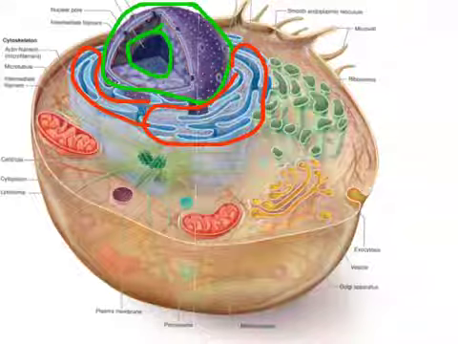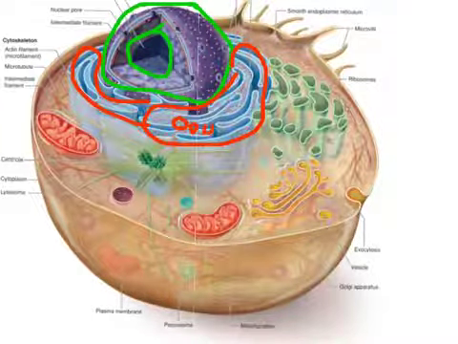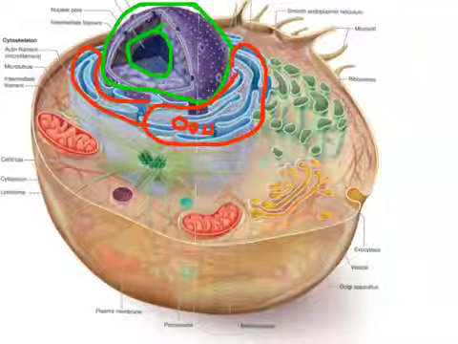Because of all these little tiny dots you see on the rough ER, making it look like sandpaper, those are the ribosomes where protein synthesis happens. That's where the information comes out of the nucleus and proteins are made. Again, more on that later, but that's why it makes sense to have the rough ER right around the nucleus, so you have easy access to the information coming out of the nucleus.